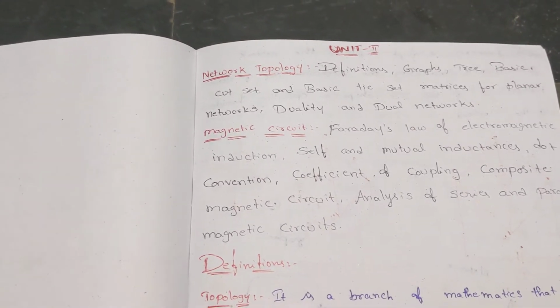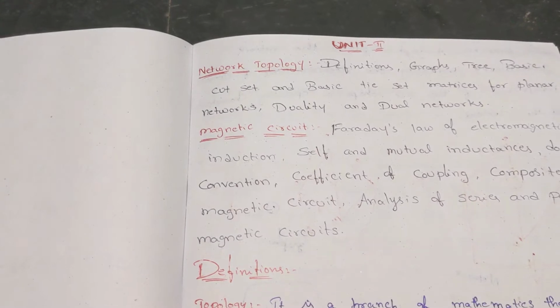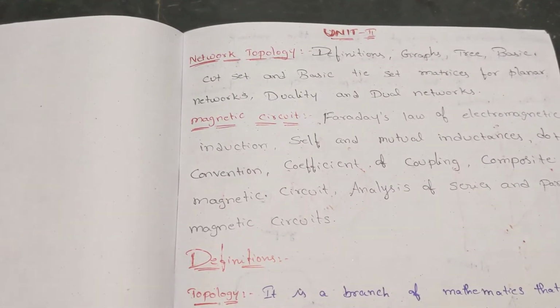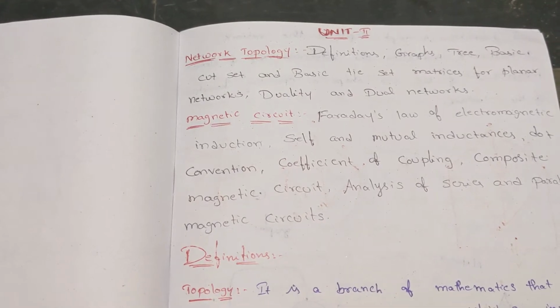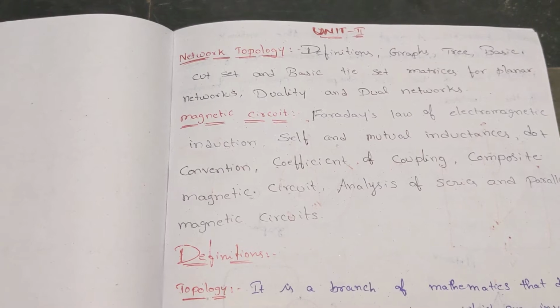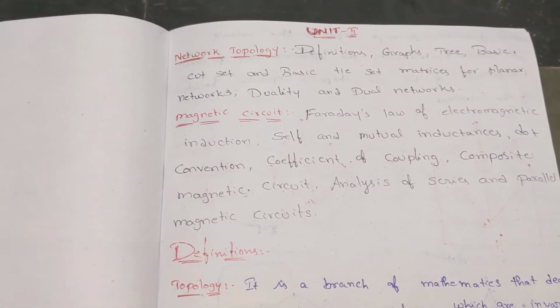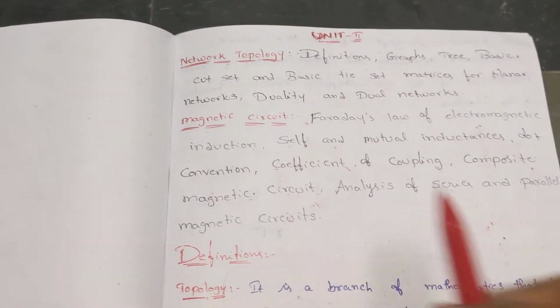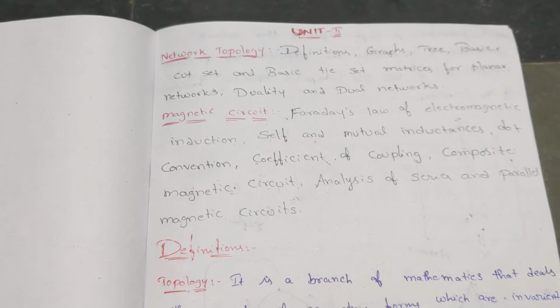Good morning to everyone. In today's video we are going to see about the tie-set matrix. In the last two videos we came across certain definitions related to network topology and how we write the incidence matrix for a given graph or from the given network. So in today's class we are going to see how we write the tie-set matrix for a given network.